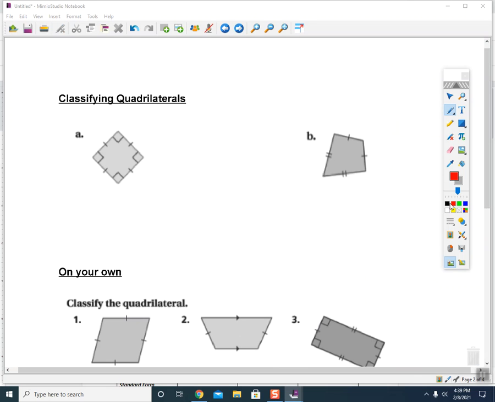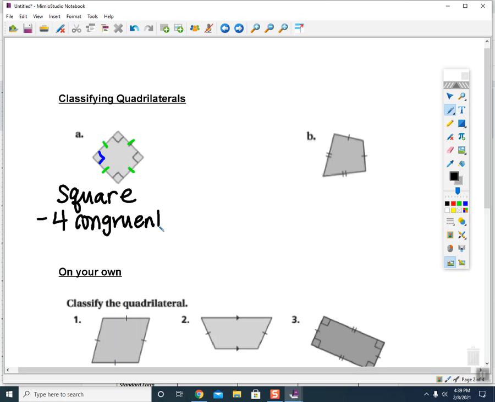So letter A here, it wants me to classify the quadrilateral. So I'm going to look for important pieces. One of the important pieces that I see is that all 4 of these sides are congruent. Second thing I'm noticing is that there are 4 right angles. So if I want a shape that has 4 right angles and all the sides are congruent, that means I need a square, because I have 4 congruent sides and I have 4 right angles.